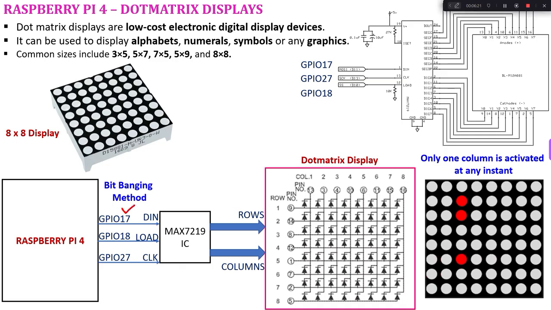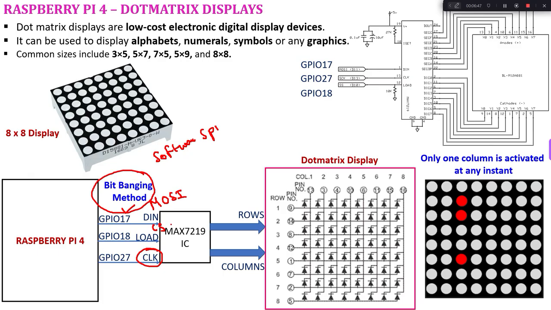GPIO 17 line will be acting like a MOSI line in SPI protocol. GPIO 18 line will act like a chip select line, and GPIO 27 line will act like a clock signal. So thereby we create a software SPI protocol. So this we call the bit banging method.